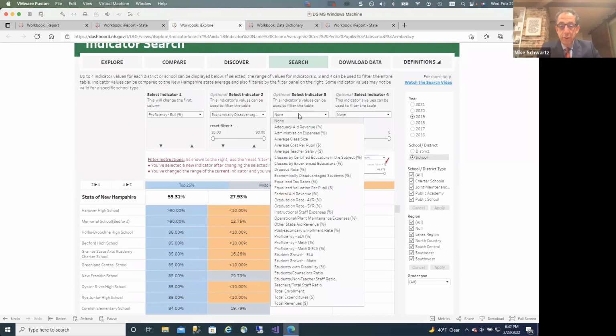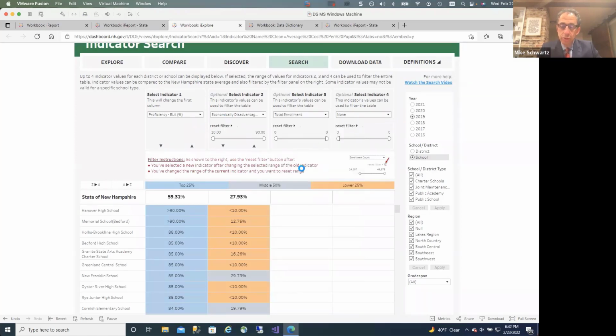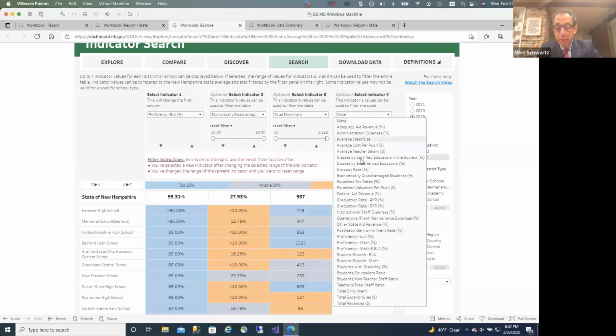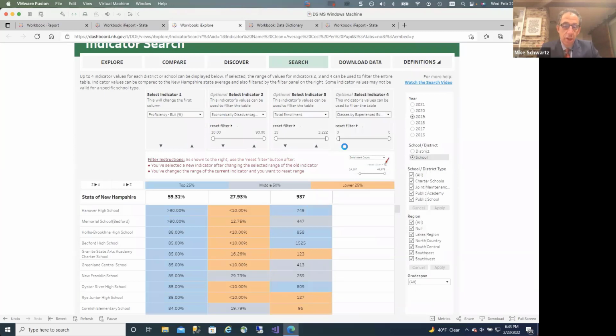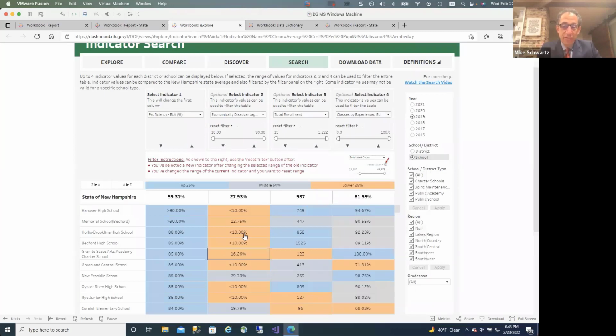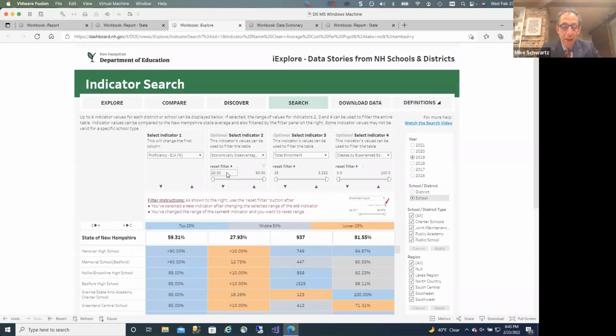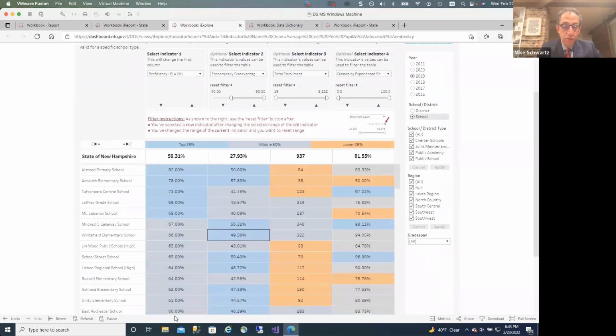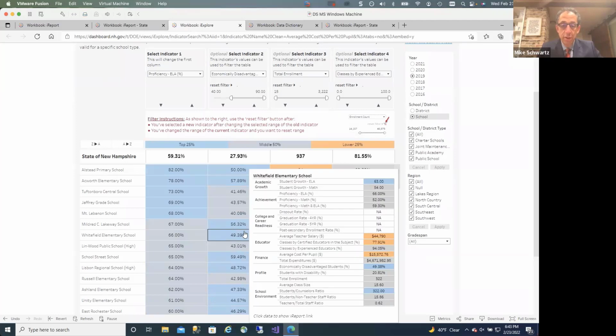I may also want to consider the size of the school. So I can go down here and choose total enrollment, because we talked about schools that at least have a substantial number of students. I could select another one. I don't have to, but just for the sake of doing it, I'll show you classes taught by experienced educators. What I can do now is actually filter. So rather than having to look through this list, I can say I only want schools that have at least 40% of the students living in families of poverty. And so now all of a sudden, the list of schools below are only showing me schools that have at least 40% of their students living in homes of poverty.